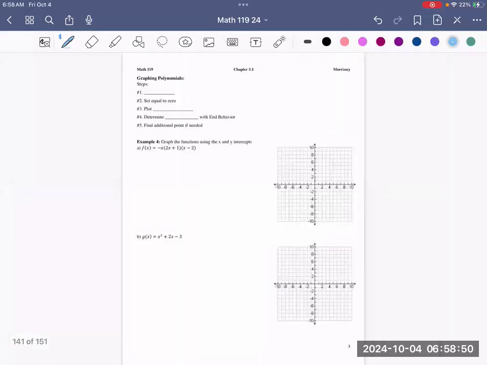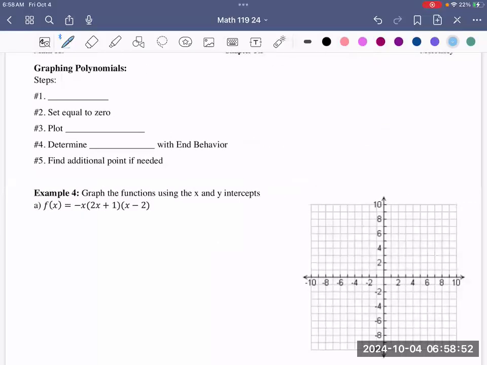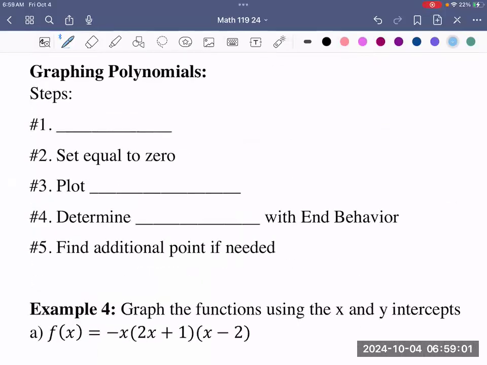So now let's see what we have when it's a little different. We're going to actually get to graph these in a bit. So again, step by step. First one, make sure that it's factored. Set it equal to 0. Plot your solutions or your x-intercepts.